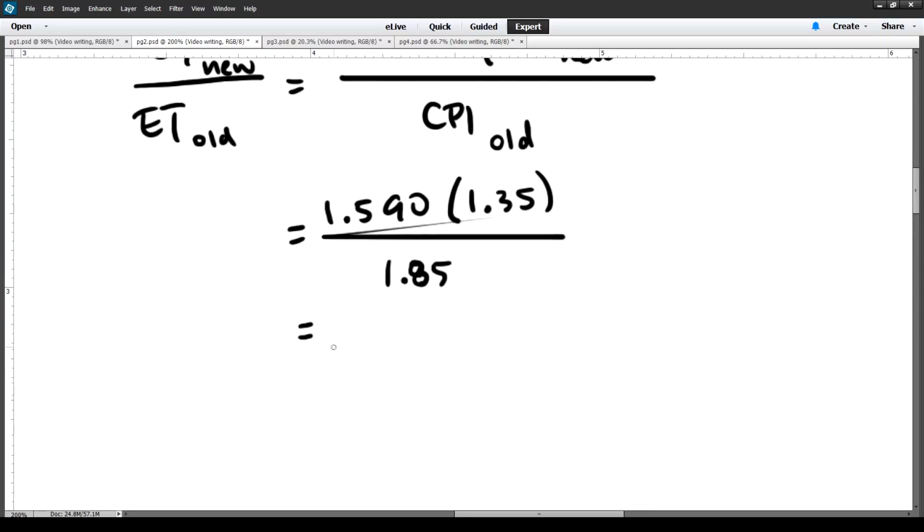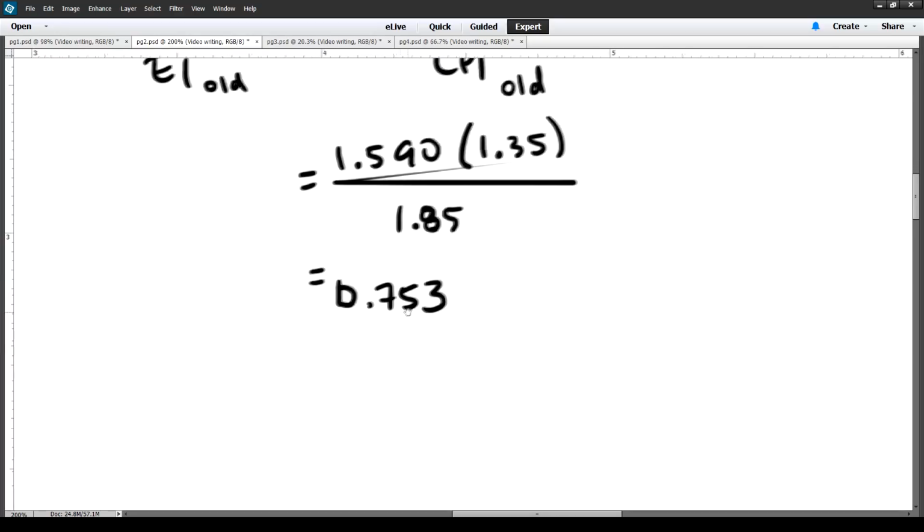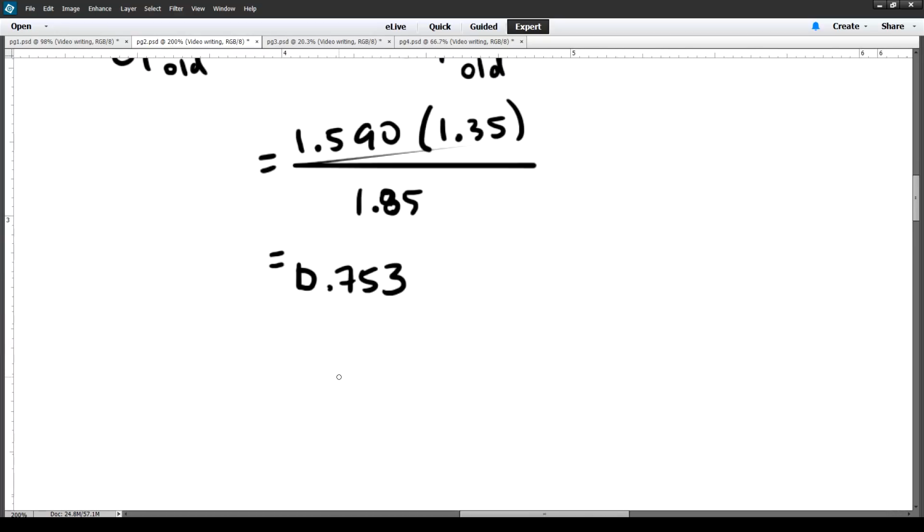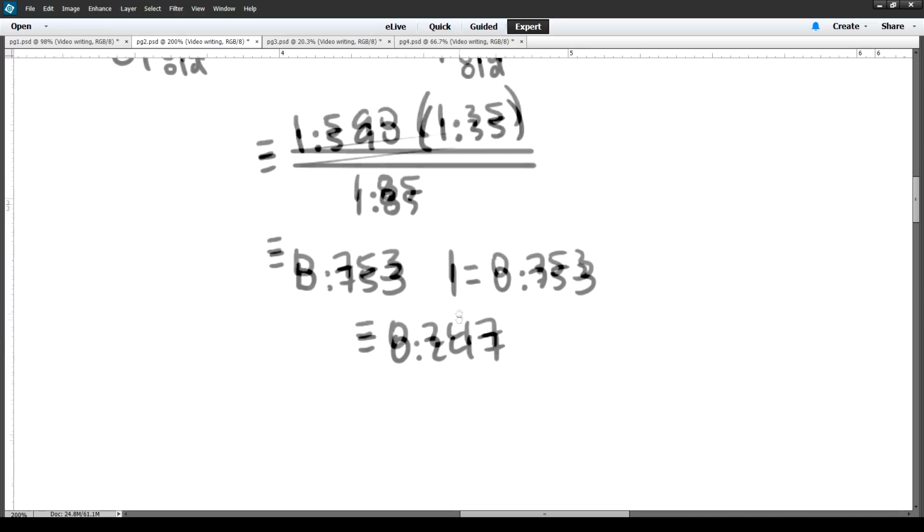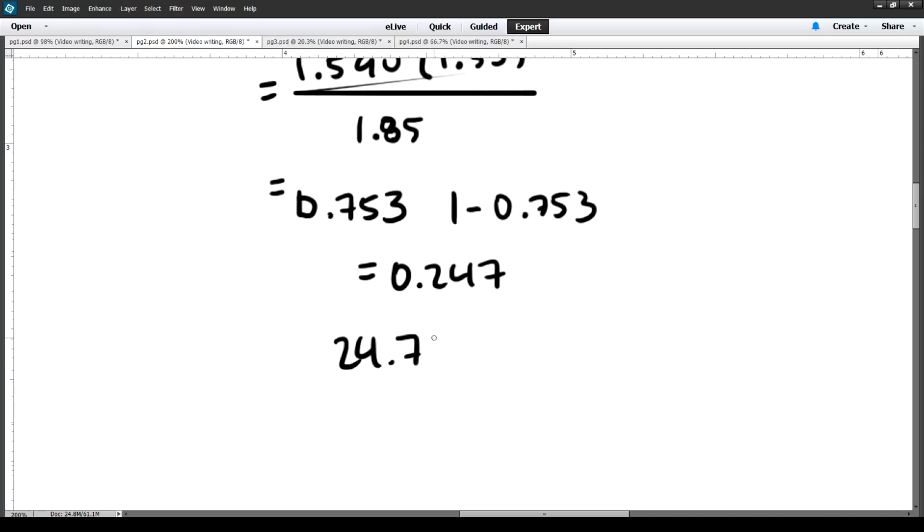And this is going to be 0.753. And this is less than 1, so we know that there's an execution time speedup. Subtract this from 1, and you'll get 0.247. So we know that there is a 24.7% decrease in the execution time between the unified cache and the split cache. So that's the answer for problem 1c.